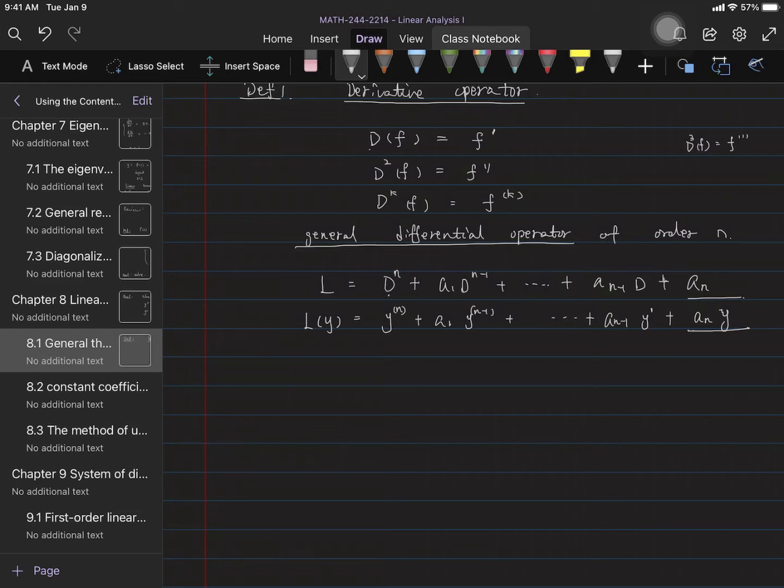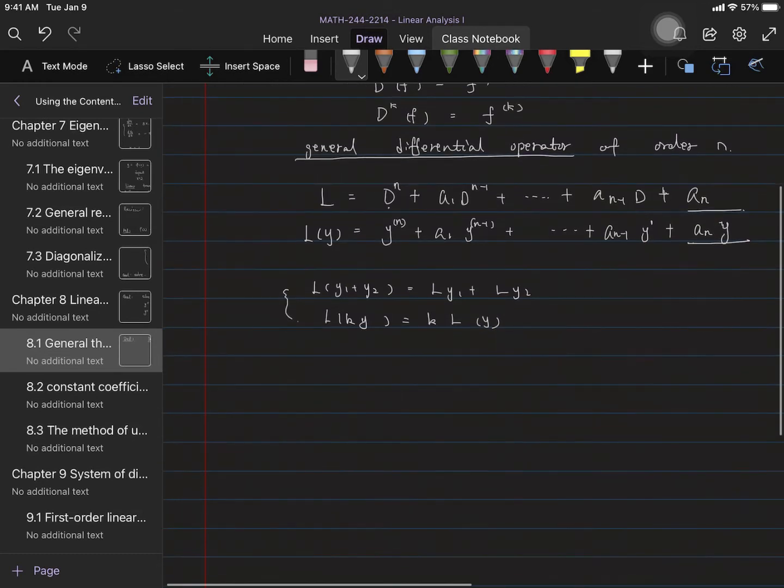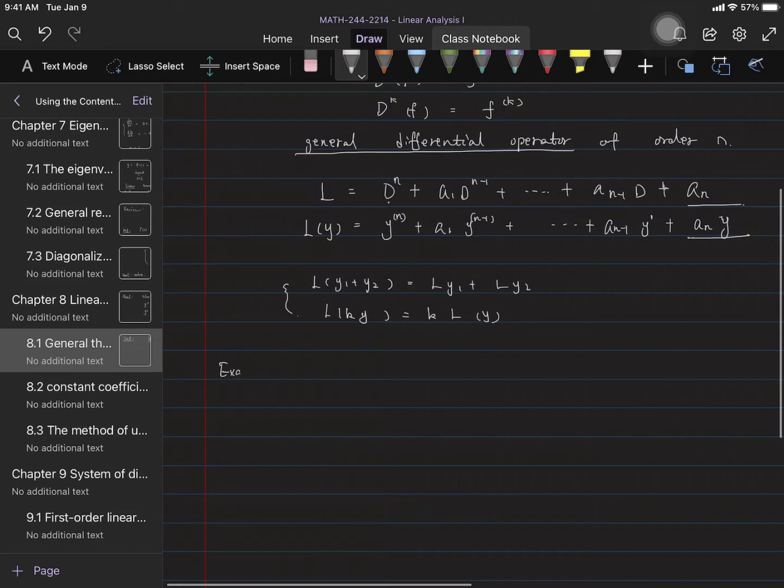Okay, I'm going to give you several examples here. And let's see the properties first. L(y1 plus y2) equals Ly1 plus Ly2, and L(ky) equals kLy. It satisfies the sum rule and the constant multiple rule. Okay, so let's take a look at example 1.